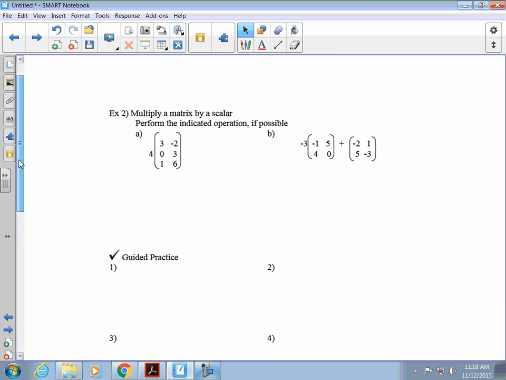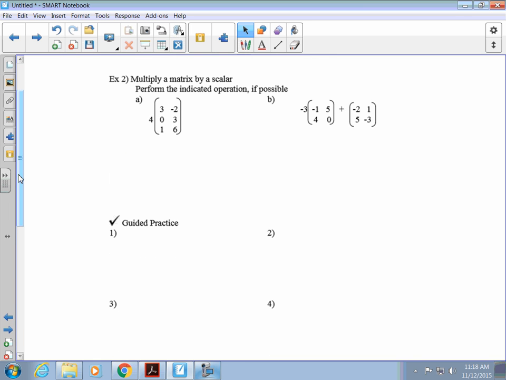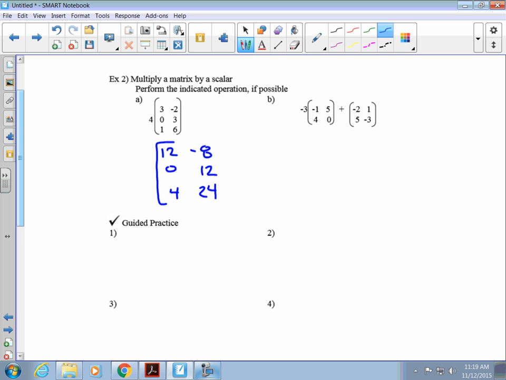So when we look at example 2, we're going to take that 4 and multiply by every element in that problem. So it's really kind of like a distributive property. We're going to take it to all of those in here, multiply every one of those elements by the 4 to get our answer. And so this is going to be 12 and negative 8 and 0 and 12 and 4 and 24. And so here is our answer.